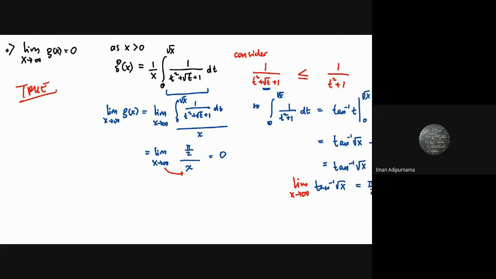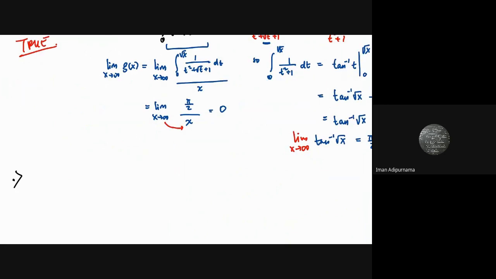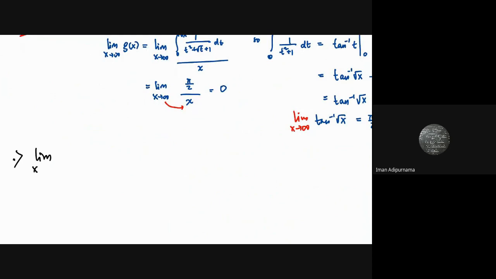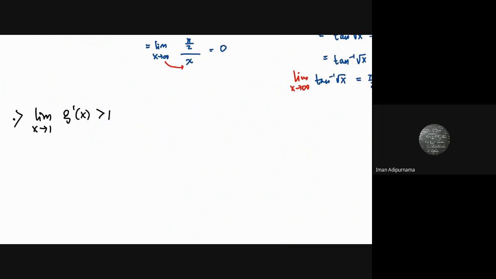Okay, the third one, when you have the limit as x approaching 1 of g prime x, it says positive. Okay, when x is positive, at x, we can write down the formulations. 1 over x.